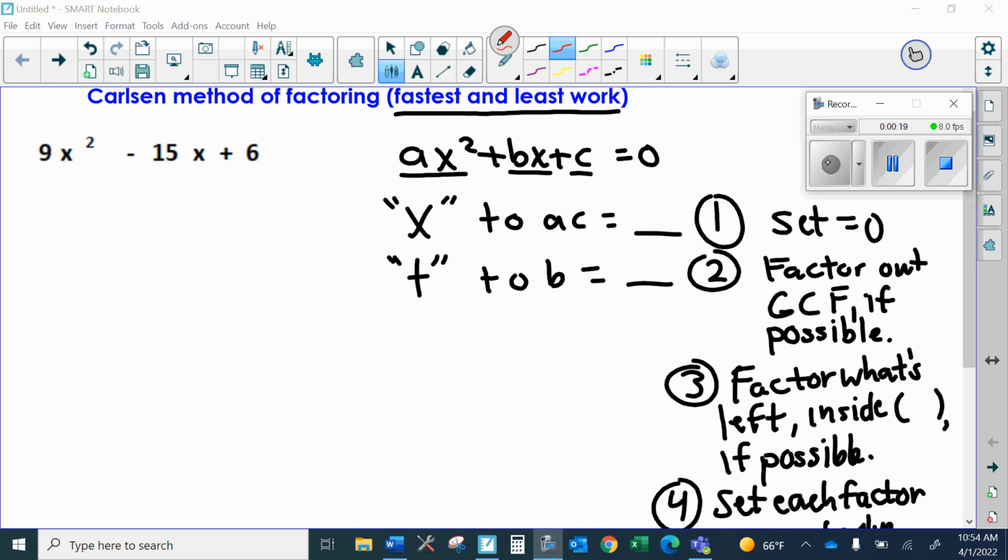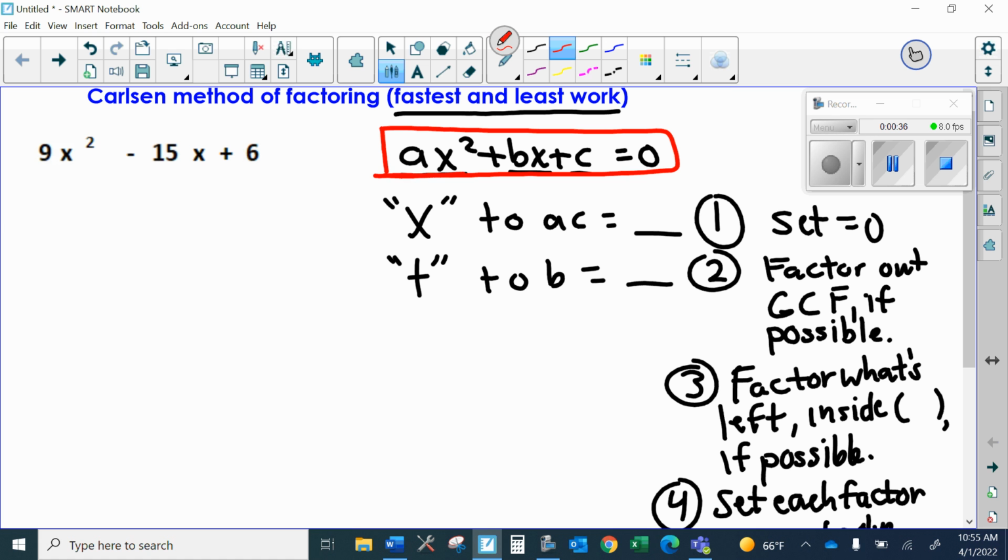Okay, so first thing you need to know is the standard form of a quadratic. Ax squared plus bx plus c equals 0. Now, if there's no equation like there isn't in this first example, you're not going to set equal to 0. But if there was, you'd set the equation equal to 0 first.